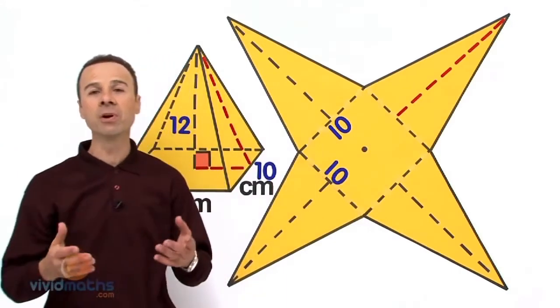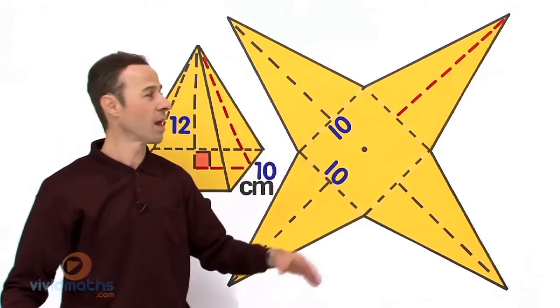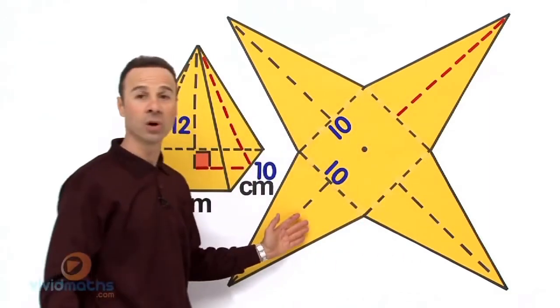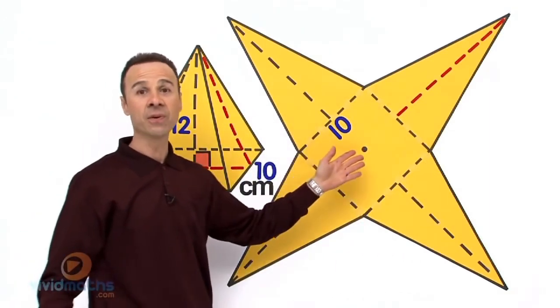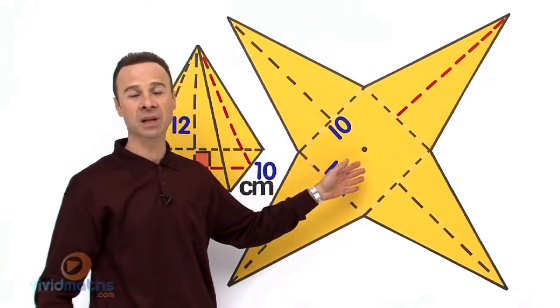Now, with a square pyramid, we have how many faces? Yes, we have 5 faces. We have 1, 2, 3, 4 triangles. And the fifth face is the bottom base, the square part of this particular pyramid.